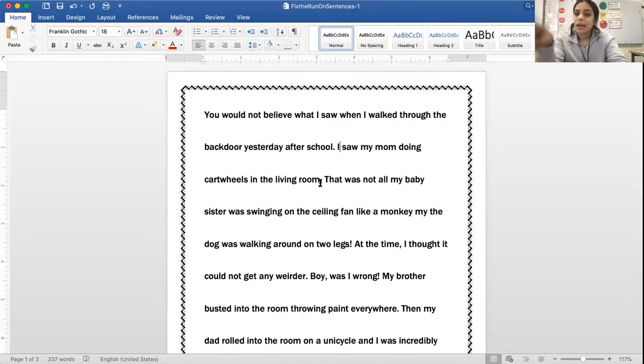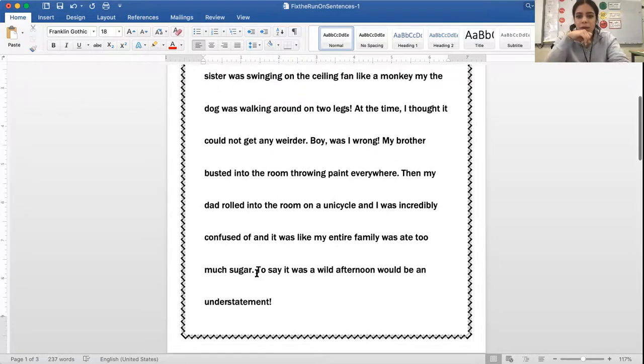Okay. Now remember, if you're not catching anything, try reading it backwards. To say it was a wild afternoon would be an understatement. Okay. They're saying it and then they're giving a verb for what it would be. Okay. Then my dad rolled into the room on a unicycle and I was incredibly confused and it was like my entire family ate too much sugar. All right, there's a lot going on here. I could probably break this up a little bit.